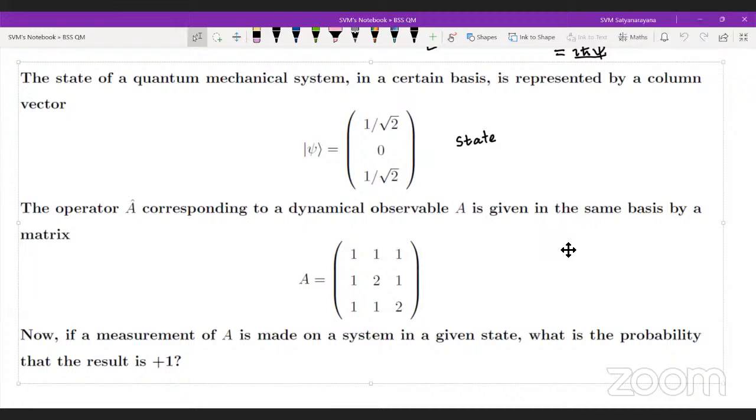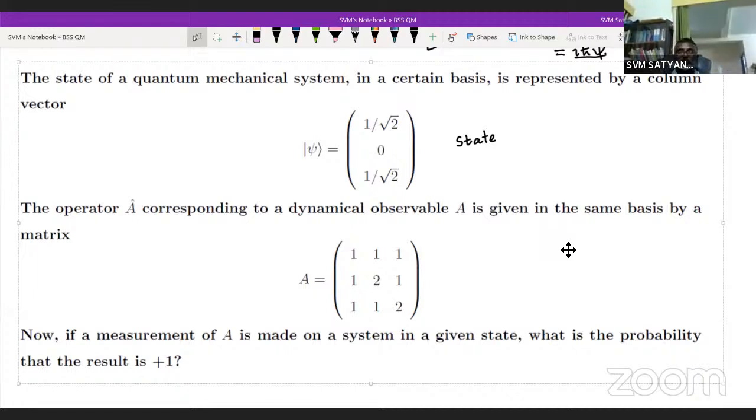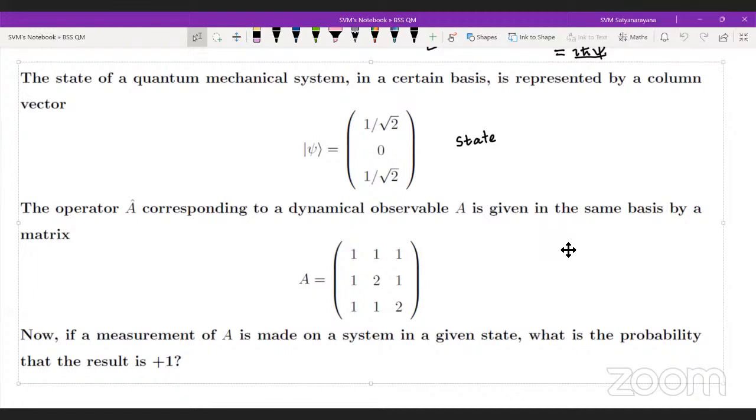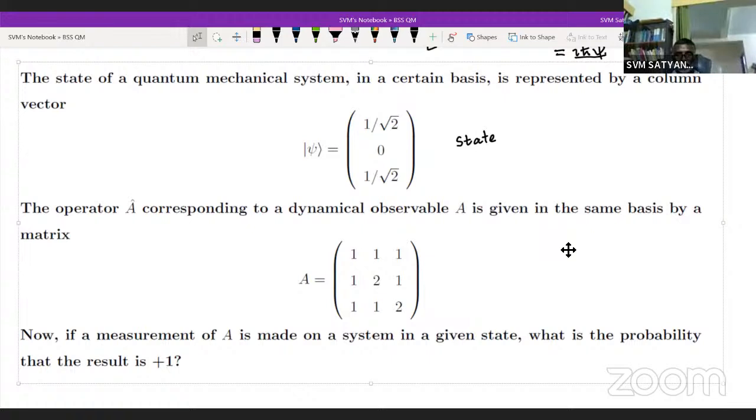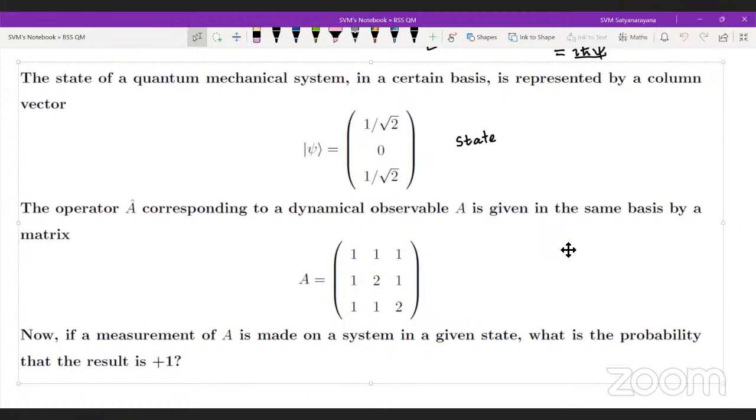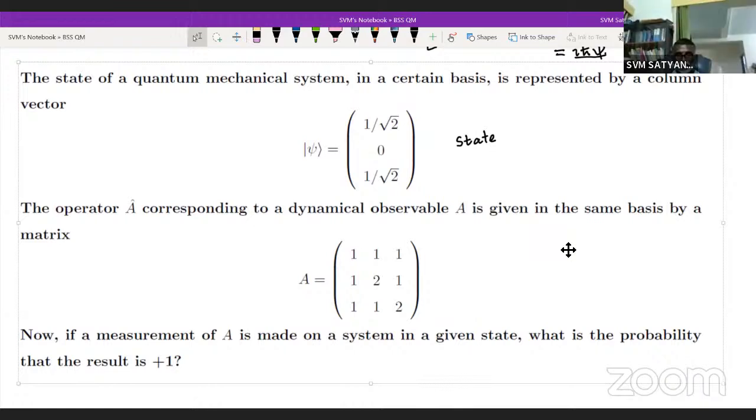Sir, can I make a comment? We have to find the expectation value first. Then the expectation value formula is summation probability times the eigenvalues. So there we can find the probability that the eigenvalue is +1. Is that the way you can find this?